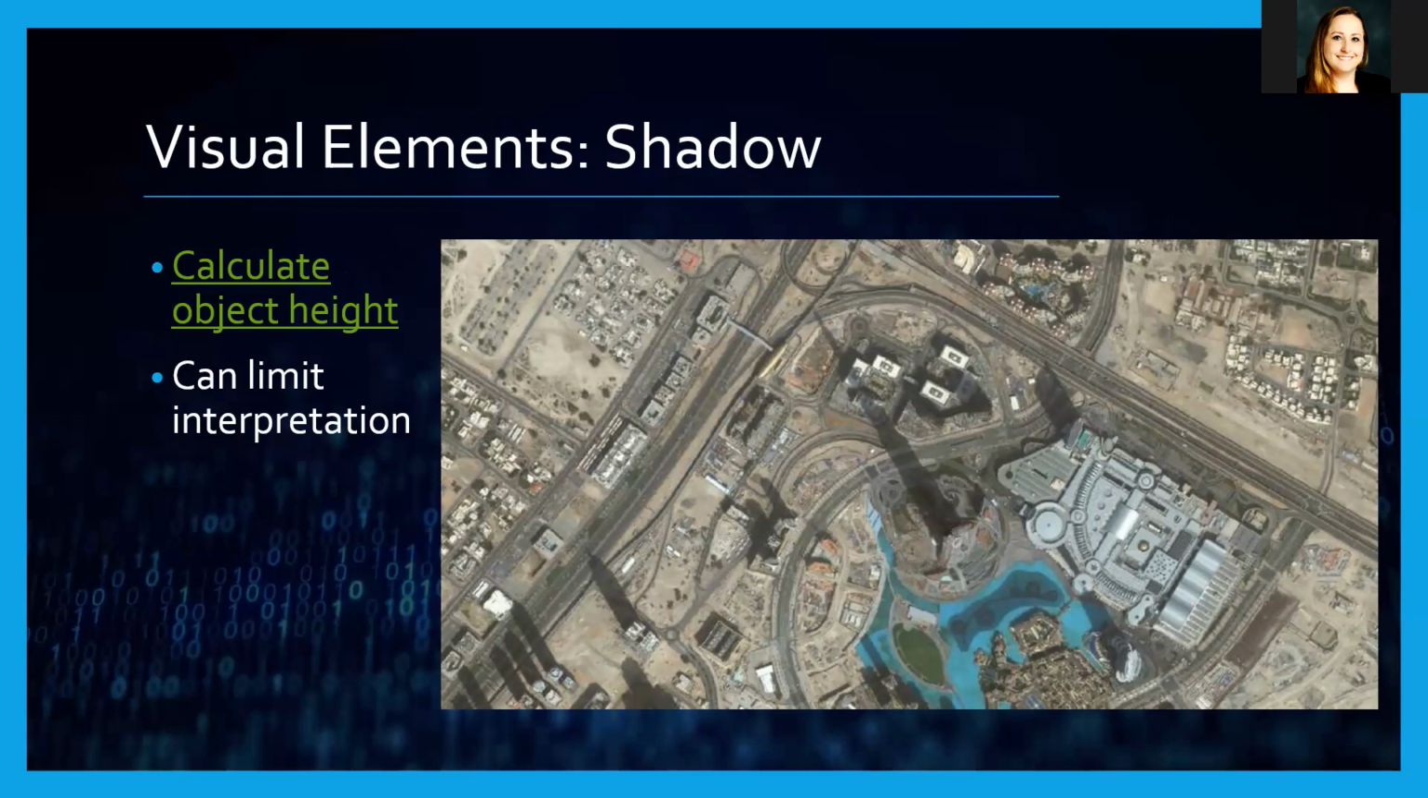Shadows are also helpful in interpretation because they can give you an idea about the relative height of targets. You can calculate this through some simple trigonometry, and if you would like to learn how, you can click on the link in the slide. Unfortunately, however, shadows can also reduce or eliminate the possibility of interpreting areas around them because the shadows may cover the objects.